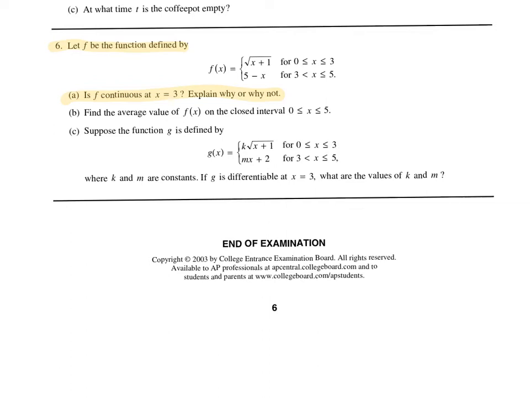All right, so this is 2003 question 6, and I'm just focusing on part A because we're still in chapter 1 right now. And it says, is f continuous at x equals 3? Explain why or why not.